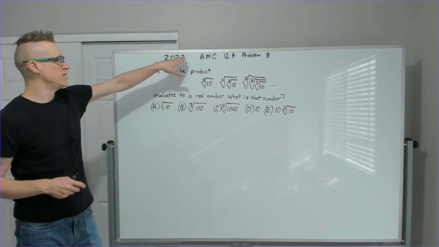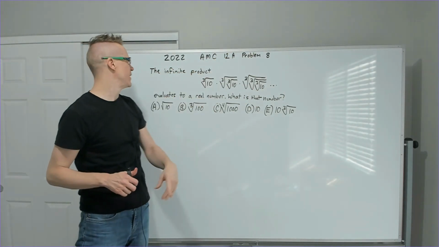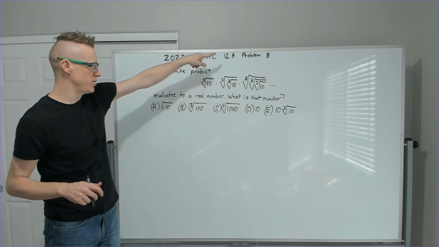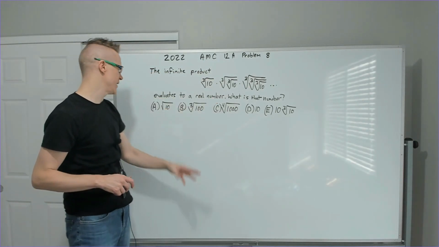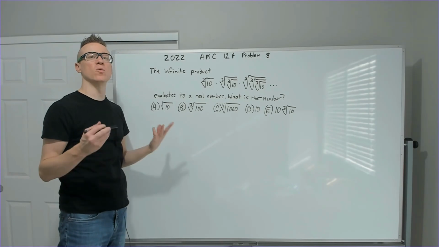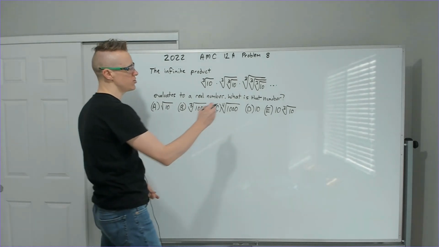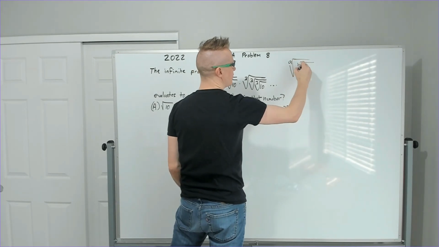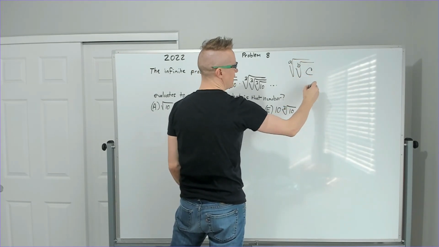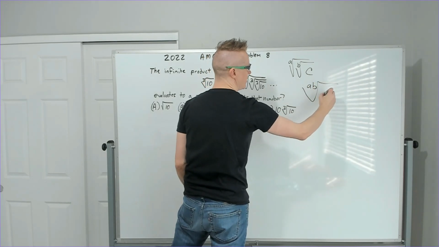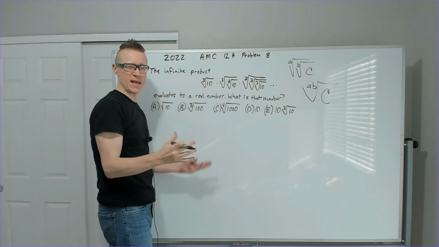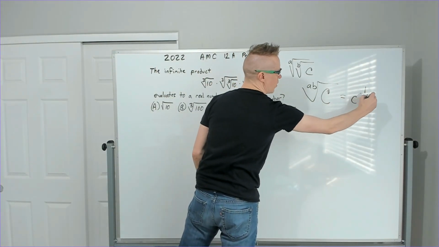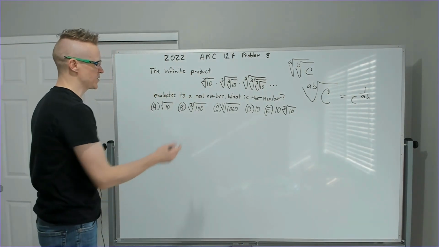So for the 2022 AMC 12A problem 8, the infinite product, the cube root of 10 times the cube root of the cube root of 10 times yada yada yada, evaluates to a real number. What is that number? You should know that the Ath root of the Bth root of C is the A times B root. You can multiply those and make the indexes multiplied. And in turn, this could become C to the 1 over AB. And that's what you're going to do here.